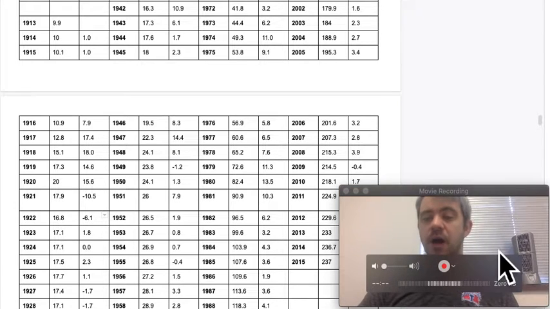Okay. Next, we're going to talk about some of the issues that we have with measuring CPI.